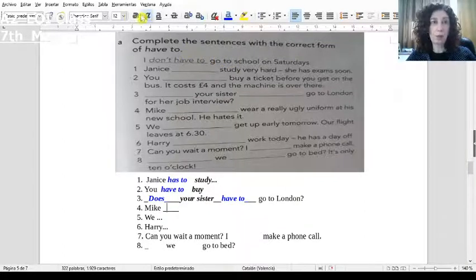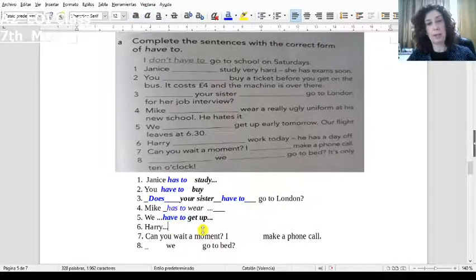Mike, third person singular. Tercera persona singular, Mike, y el infinitivo es wear. Tiene que llevar un uniforme horrible. Si es tercera persona del singular, ¿qué ponemos? Very good. Has to wear an ugly uniform. Then, coge la forma has to más infinitivo. ¿Va bien? ¿Vale? Cuidado en la tercera persona del singular. Tenemos que levantarnos pronto. We have to get up early because our plane leaves at 6:30. Por tanto, el modal de obligación es have to más el verbo infinitivo.